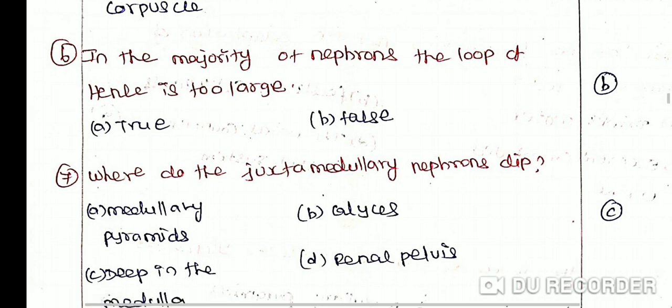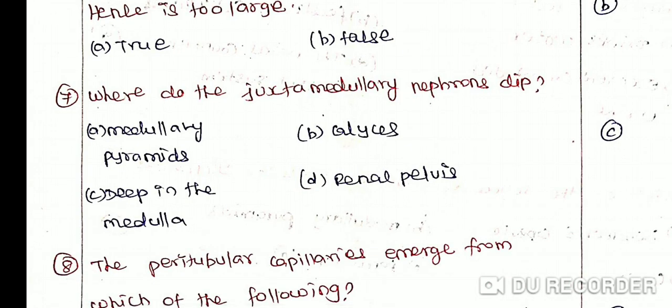Next question. Where do the juxtamedullary nephrons dip? Option A, medullary pyramid. Option B, calyx. Option C, deep in the medulla. Option D, renal pelvis. The correct answer is option C, deep in the medulla.